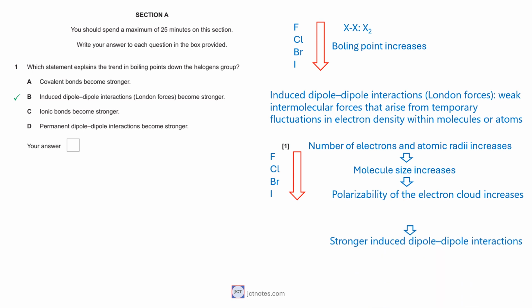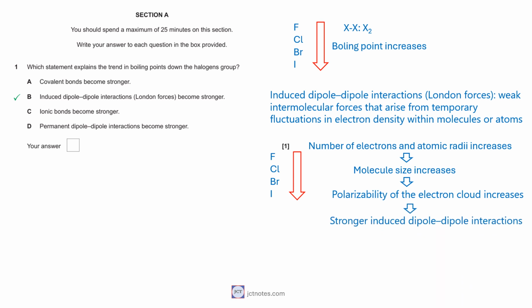Consequently, the electron cloud can be more easily distorted, resulting in stronger temporary dipoles. Stronger temporary dipoles lead to stronger induced dipole-dipole interactions. Thus, as we move down the group, London forces become more substantial, requiring more energy to overcome these forces, and leading to higher boiling points.